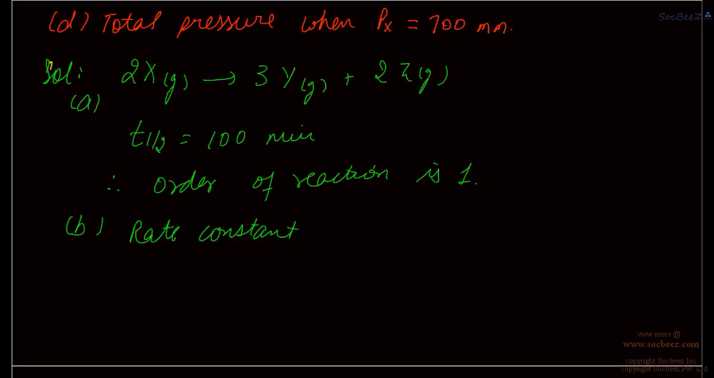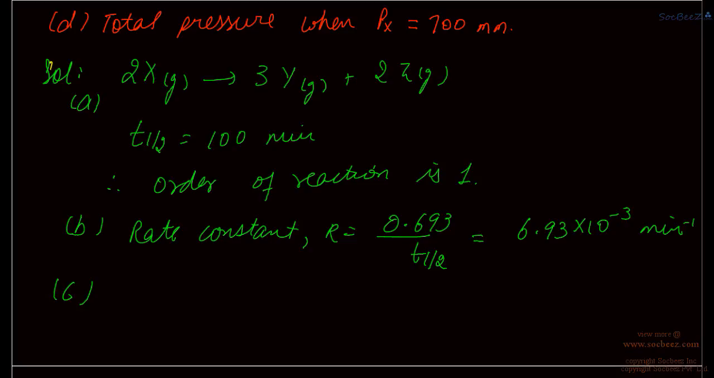Now second part, rate constant. Since this is a first order reaction, therefore rate constant K equals 0.693 upon T half. It comes out to be 6.93 into 10 raised to the power minus 3 per minute.